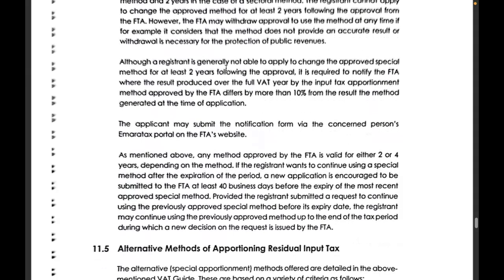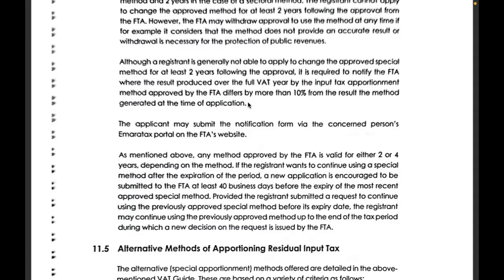Although a registrant is generally not able to apply to change the approved special method for at least 2 years following the approval, it is required to notify the FTA where the result produced over the full VAT year by the input tax apportionment method approved by the FTA differs by more than 10%. Okay, let us read again. Although a registrant is generally not able to apply to change the approved special method for 2 years following the approval, it is required to notify the FTA where the result produced over the full VAT year by the input tax apportionment method approved by the FTA differs by more than 10% from the result of the method granted at the time of application.